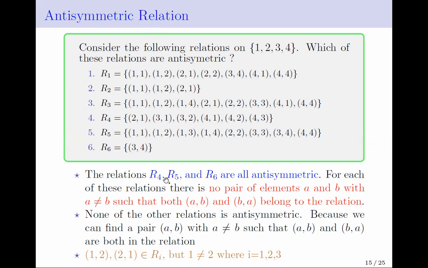Okay. The relations R4, R5 and R6 are all antisymmetric because there is no pair of elements A and B with A not equal to B such that both AB and BA belong to the relation. Okay, for antisymmetric relations, if AB belongs to R and BA belongs to R, then only A equal to B. Here either AB is present or BA is present. Both of them are not simultaneously present here. And we already saw that R1, R2, R3 are not antisymmetric because 1 2 and 2 1 are present but 1 is not equal to 2.